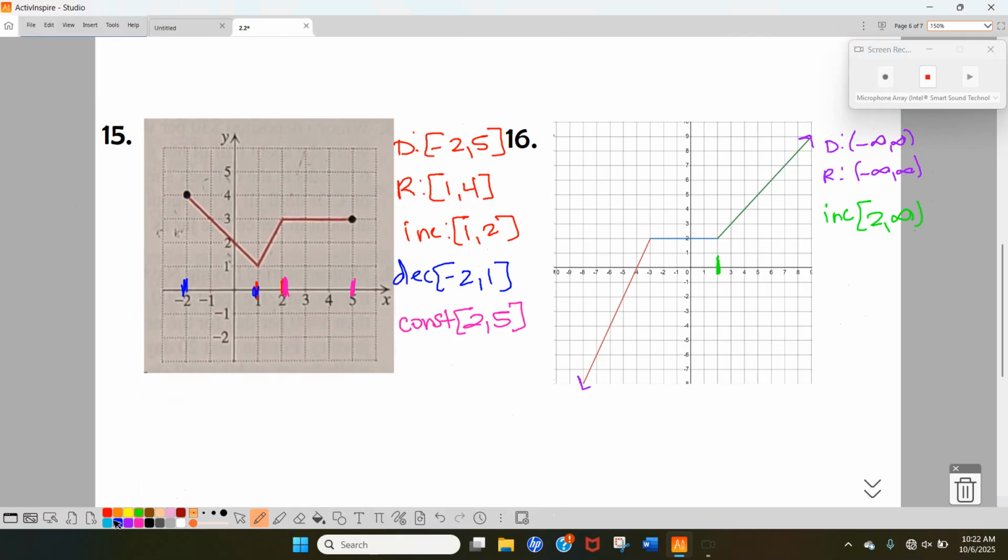Then decreasing actually doesn't happen. It's also this red piece is also increasing. This red piece, it's going up. So it would be just a comma. And then it's also increasing from -infinity up to -3. So then for decreasing, we have none. And then the constant part is in the middle from -3 to 2.